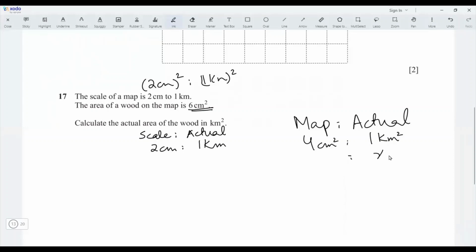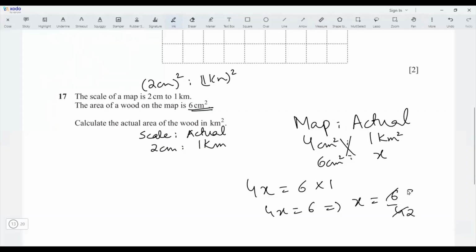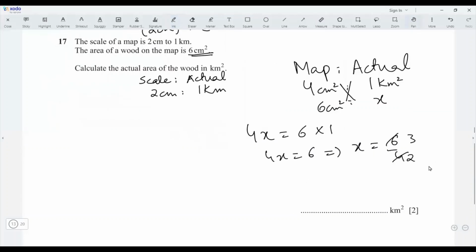So in actual area we can write x, and on the map it is 6 centimeter square. By cross multiplying, this is basically a direct proportion thing. So 4 times x must equal 6 times 1. So 4x equals 6, dividing the 4 onto the other side, the result is 3 by 2, or we can say 1.5 kilometer square. So this is the answer for this scale drawing question.